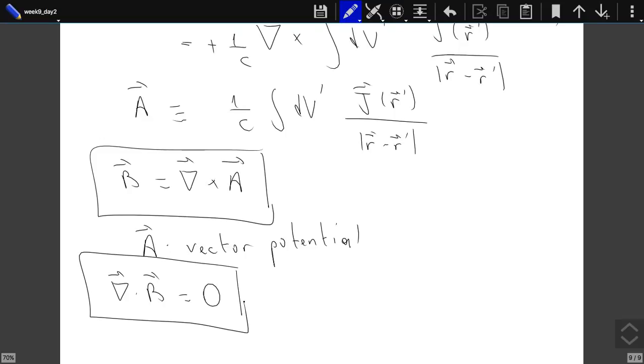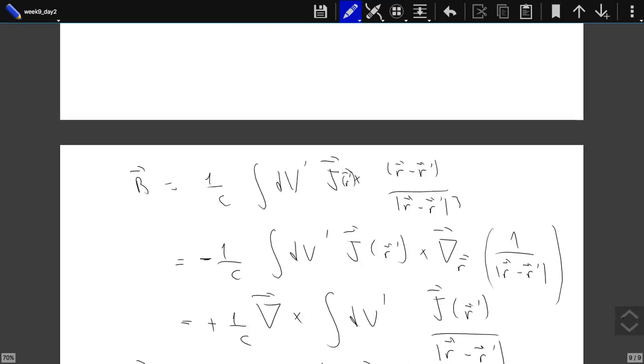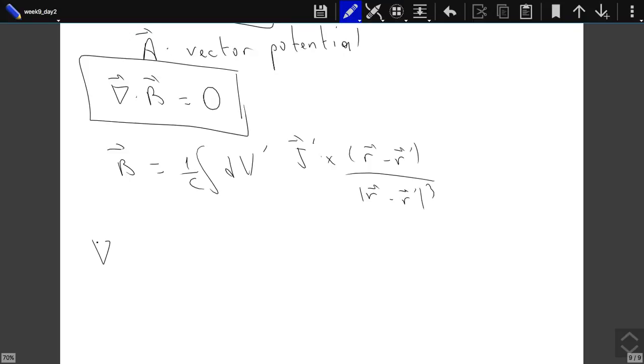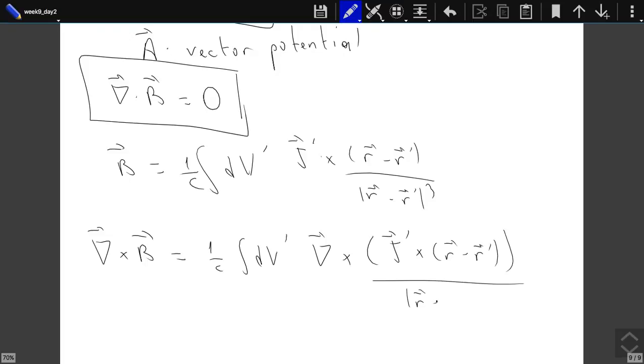Let's calculate the curl of B also. There I will be needing the other one. So B is equal to dV J, dV prime, let me just call it J prime, is at the point R prime, cross R minus R prime divided by R minus R prime cubed. Now the curl of B is equal to 1 over C dV prime, the curl of J prime cross R minus R prime... you see this curl is with respect to the coordinate R.